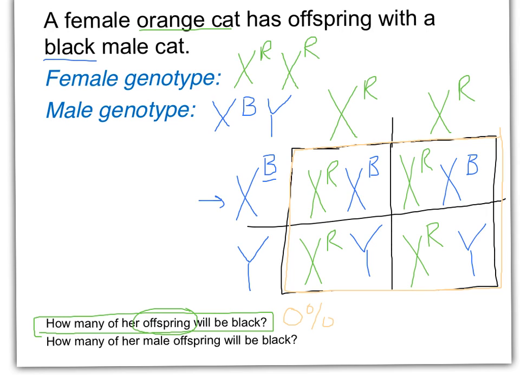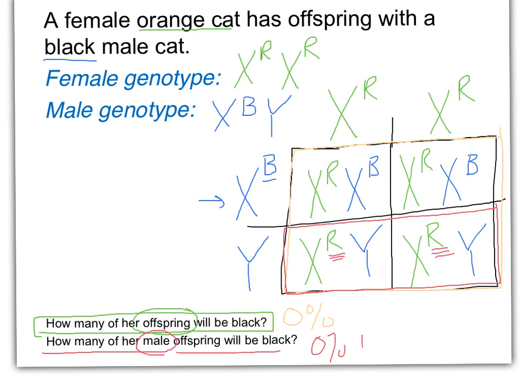Now, the next question says how many of her male offspring will be black. So I'm just going to look at the boys, because it's asking how many of her male offspring are going to be black, and all of her male offspring are going to be orange, right? All of them are going to be orange. So 0% will be black. All will be orange. I'll write that down because I accidentally called them red.